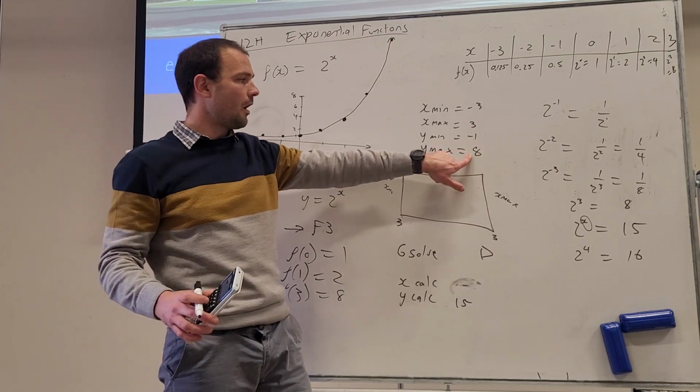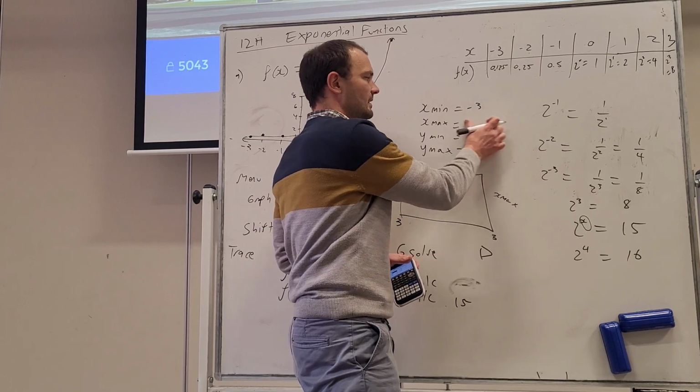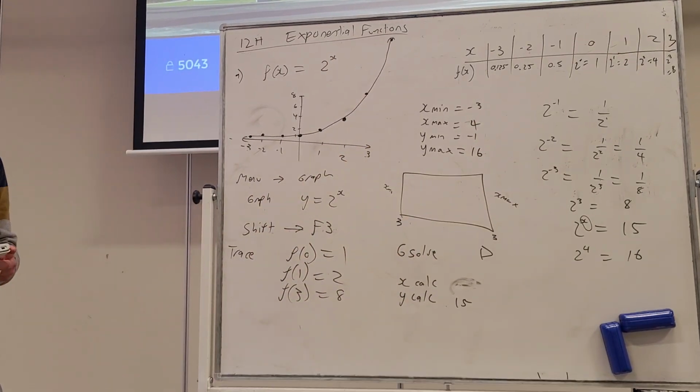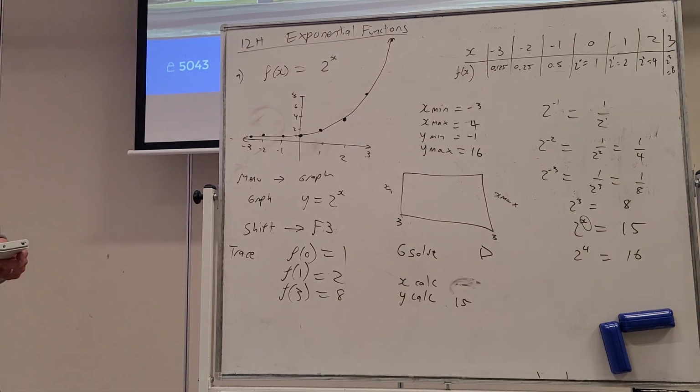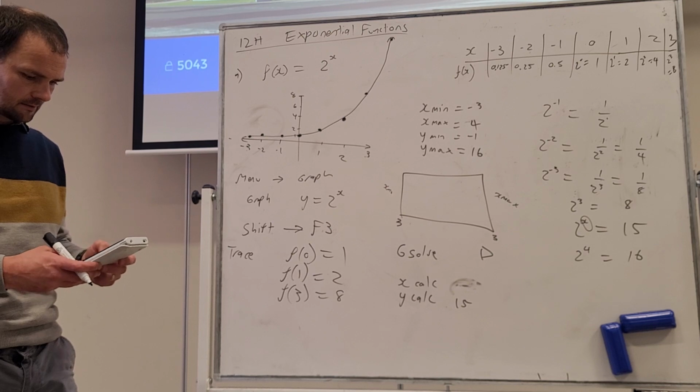So that means for our y max, let's change that to 16 now. And for our x max, let's change that to 4. All right, so go back into your V window, change those. So I've got 2 to the power of x.